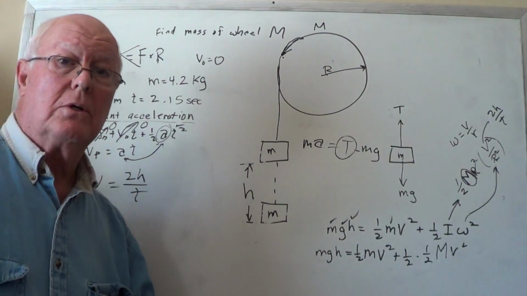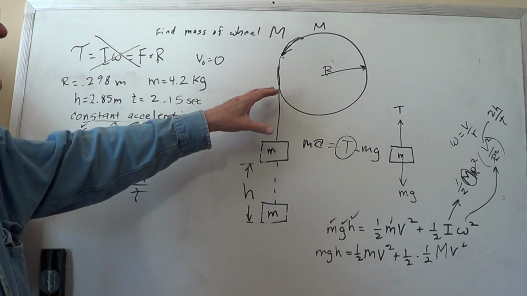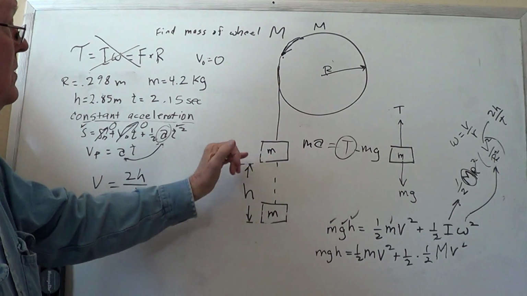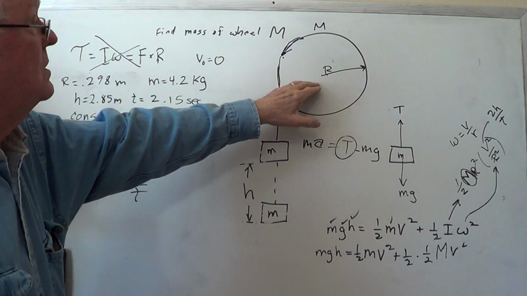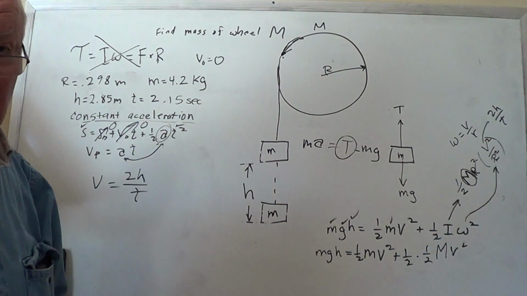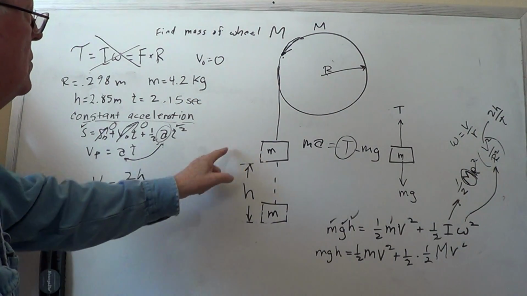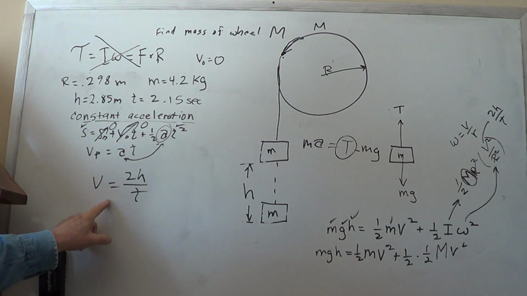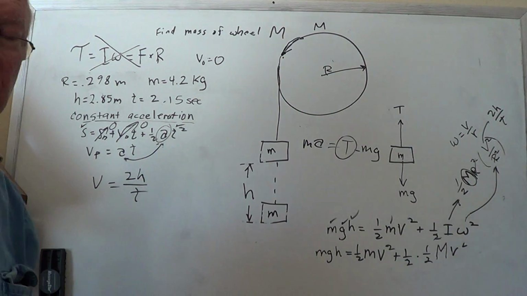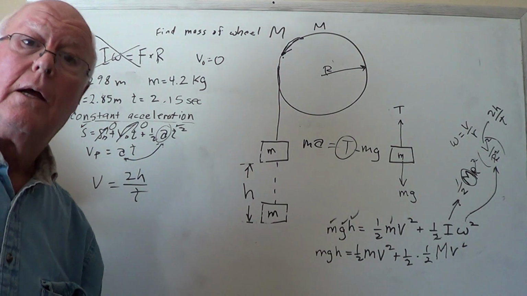I just want to make sure you understand the concept of translating this potential energy into kinetic energy of the block plus rotational kinetic energy of the disk, and using the kinematic equation to get the velocity that you have down here. That's all.